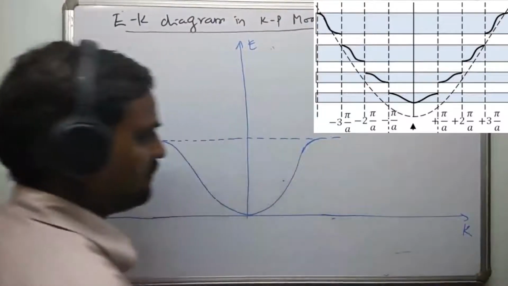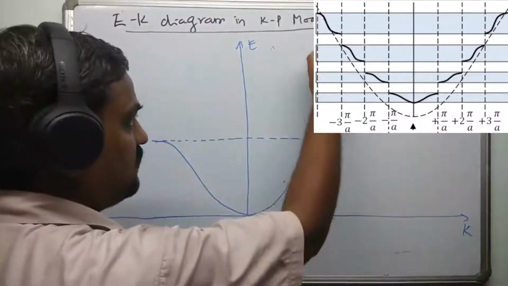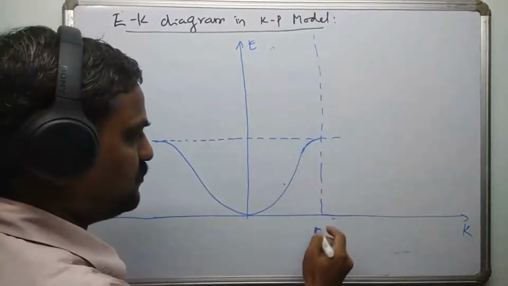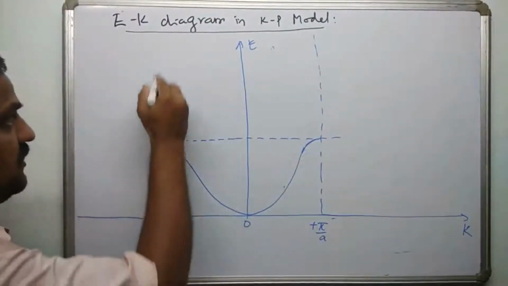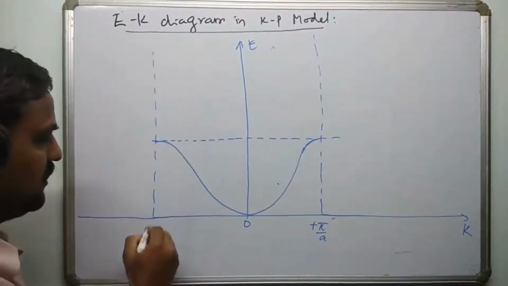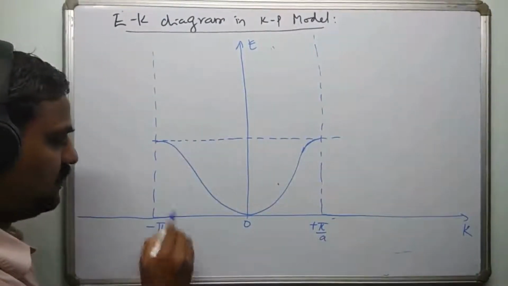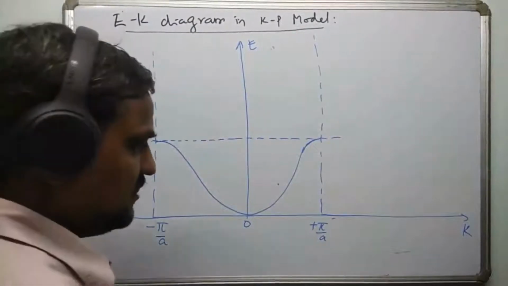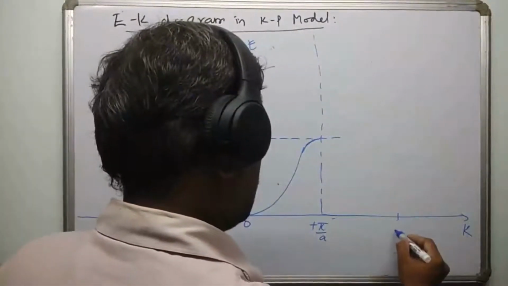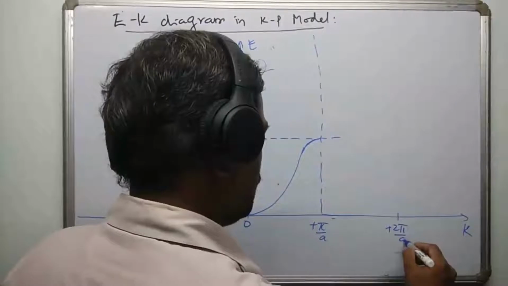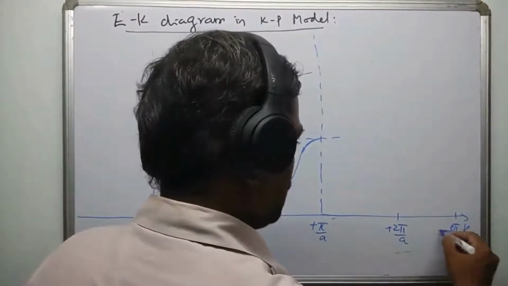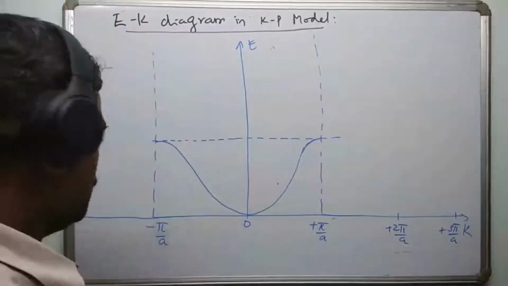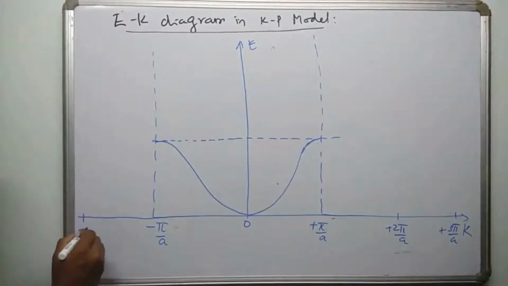This is actually the K, and we can see and convince ourselves that at this point, which is plus pi by A, and this is of course 0, and this point is minus pi by A, we have got some discontinuities. In the same way, we can also see plus 2 pi by A, and then similarly 3 pi by A, and so on. I am not going to plot all of them. I am going to plot up to minus 2 pi by A because the space is not sufficient.